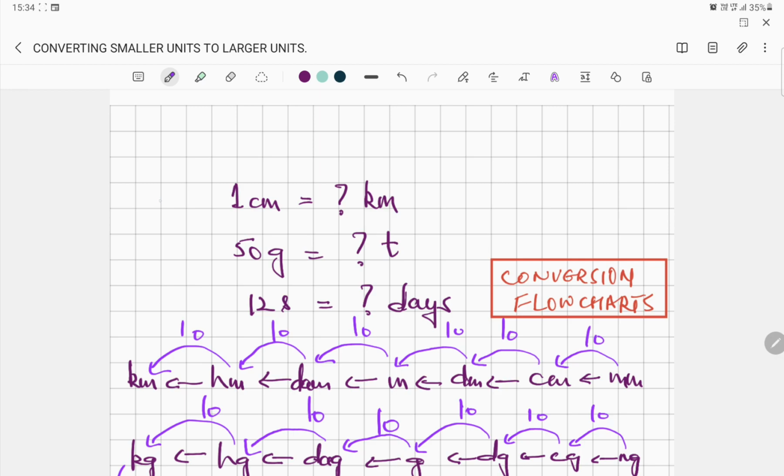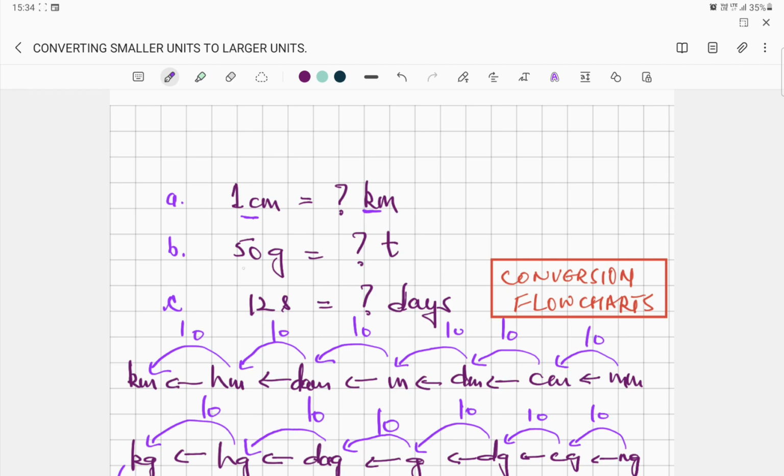And here I have taken three examples. So let's call this example A and example B, and then we have got example C. Example A says how many kilometers is 1 centimeter? And the first point is that this basically boggles our mind. How can 1 centimeter be some kilometers? We will look into that in just a little while.